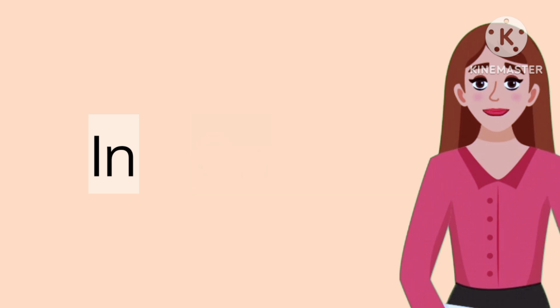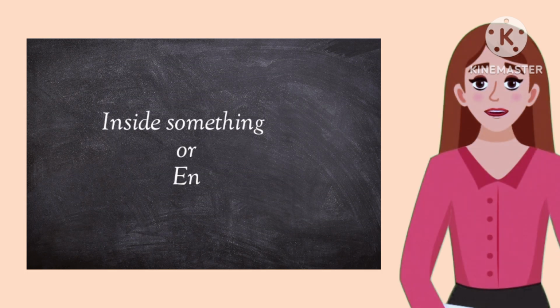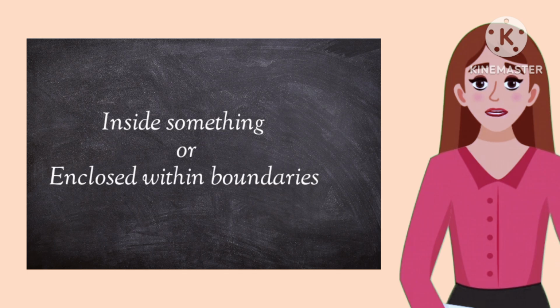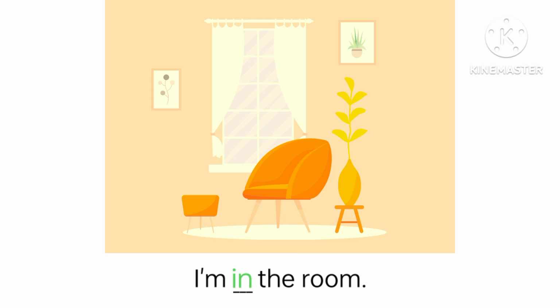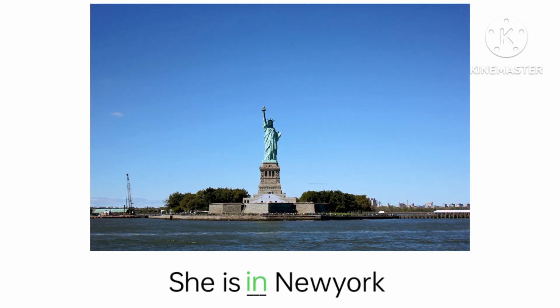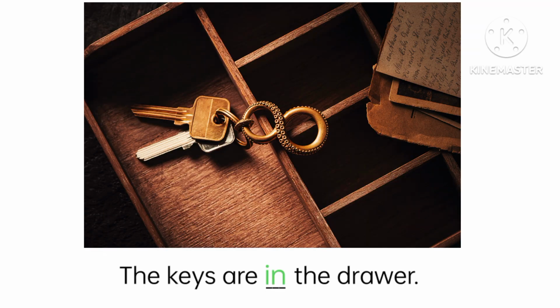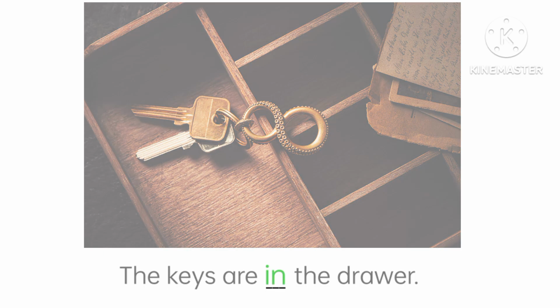First up, "in". We use "in" when we're talking about being inside something or enclosed within boundaries. Think of it as being surrounded by something. For example, 1. I am in the room. 2. She lives in New York. 3. The keys are in the drawer.